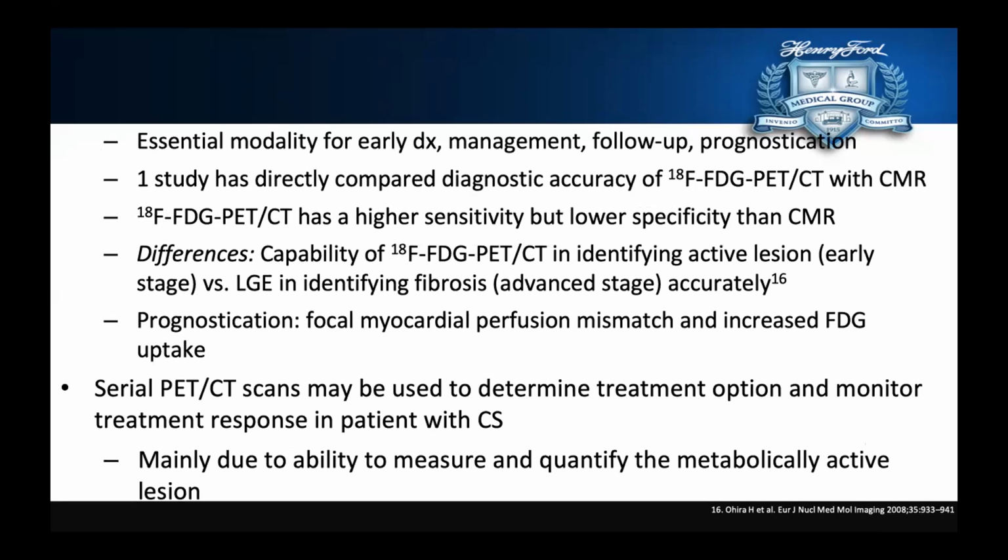Now, PET is again an essential modality for early diagnosis and management. One study directly compared the diagnostic accuracy of PET with cardiac MR. PET has a higher sensitivity but a lower specificity than cardiac MR. The differences come from the capability of PET in identifying an active lesion, so an early stage, versus late gadolinium enhancement identifying fibrosis, an advanced stage, through MR. That's the most likely explanation of the differences in sensitivity and specificity of these two imaging modalities. Serial PET scans can be used to determine treatment options and monitor treatment response, as I mentioned, because you can quantify the metabolically active lesions.